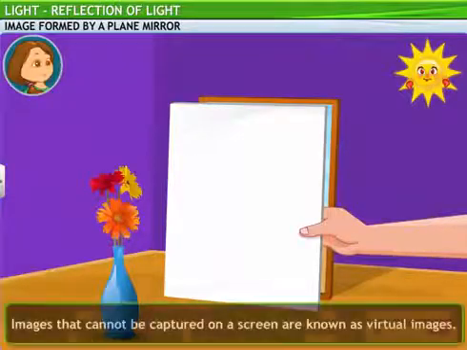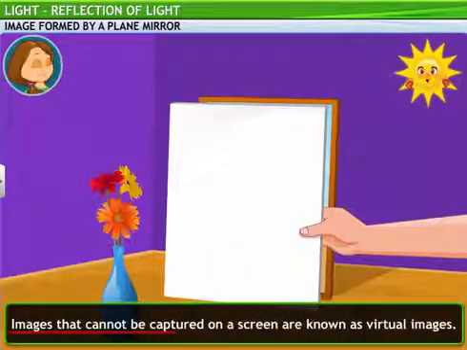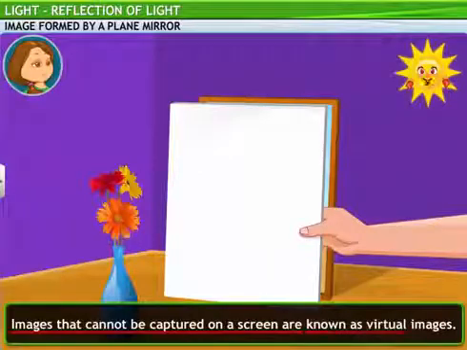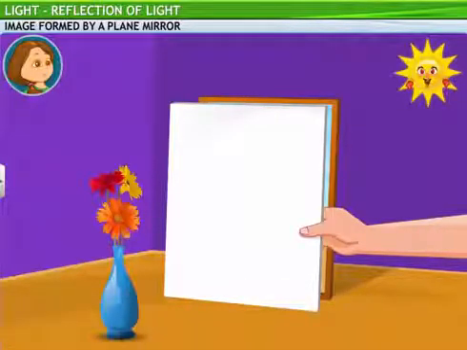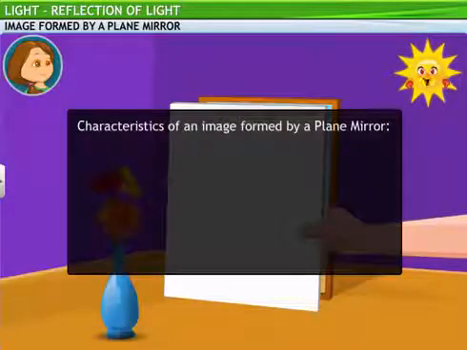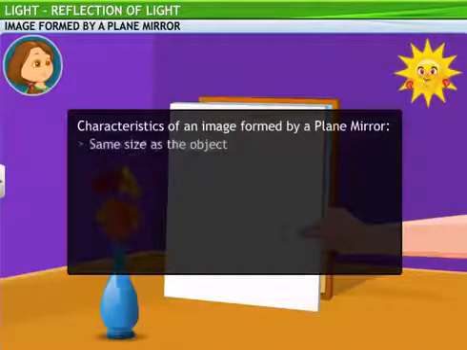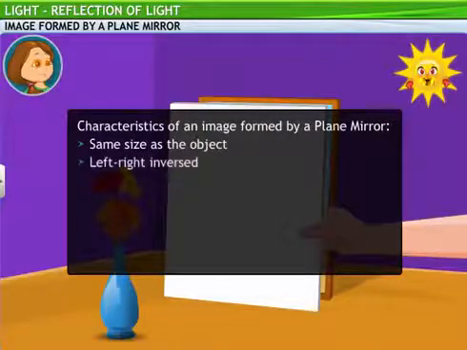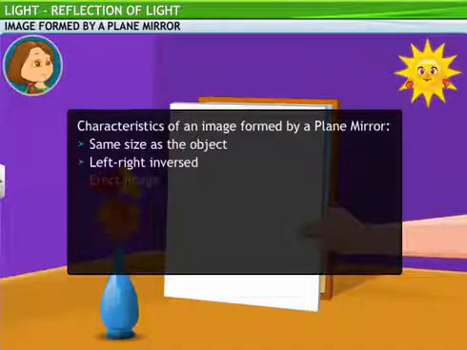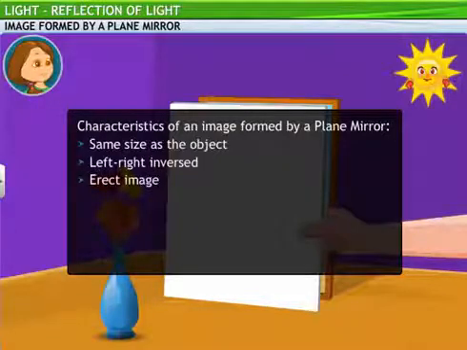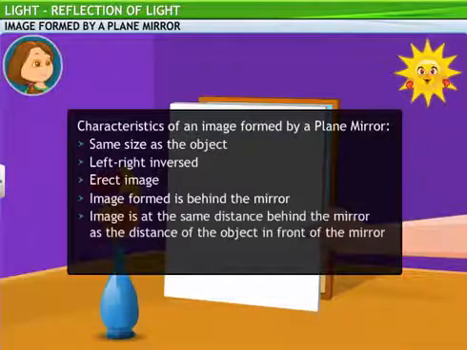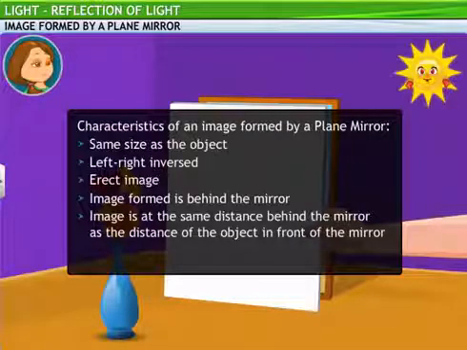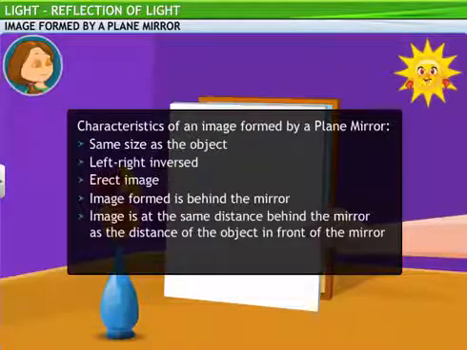Images that cannot be captured on a screen are known as virtual images. So, you see, Susan, the image formed by a plane mirror is of the same size as that of the object. Left-right inversed. Erect. Formed behind the mirror. Formed at the same distance behind the mirror as the distance of the object in front of the mirror. And virtual.